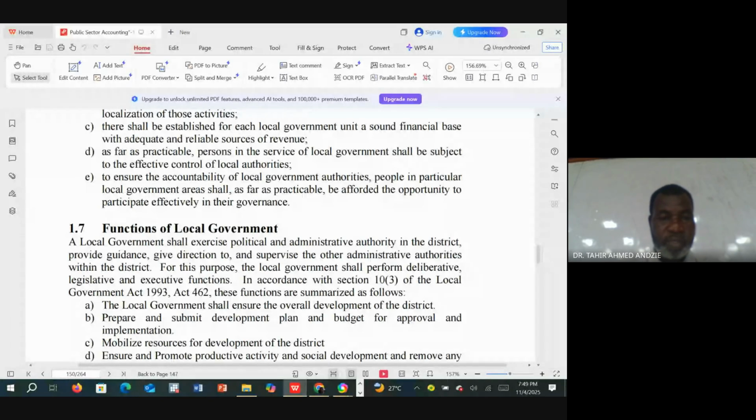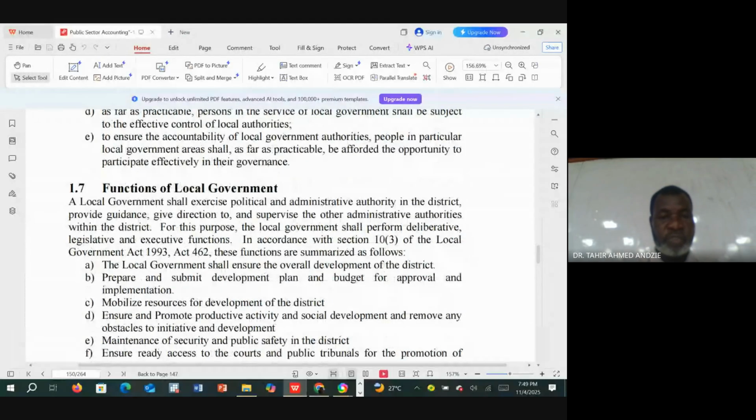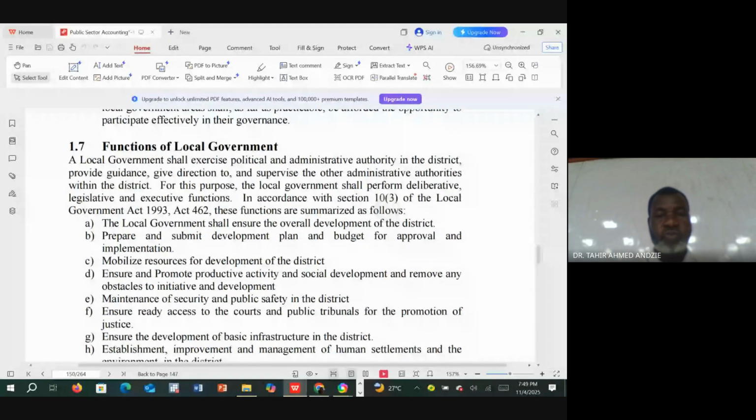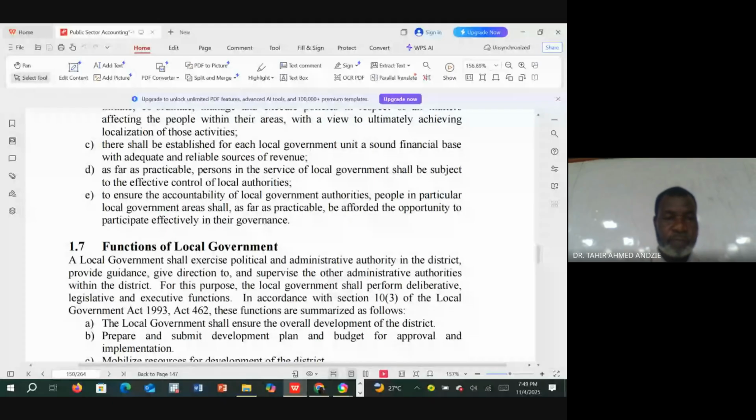People in particular local government areas shall, as far as practicable, be afforded the opportunity to participate effectively in their governance. So the people in the local area, according to the Constitution, should be given the power or authority to participate in the activities of the local government. They should be given the opportunity to participate effectively. These are provisions of the 1992 Constitution, right? Article 240, from A to E, right?